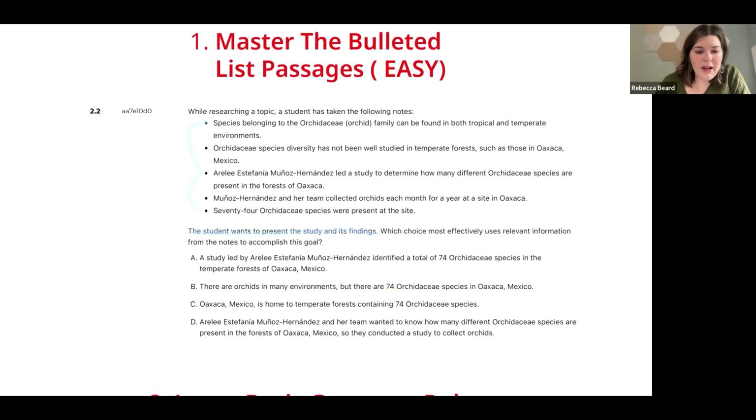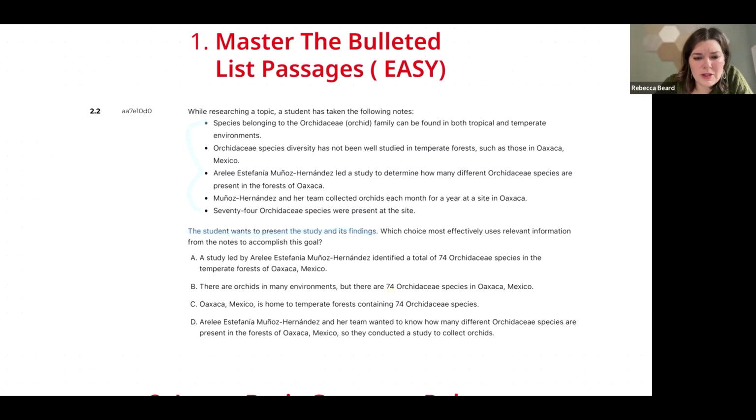Okay, so the way I would tackle this is I'm looking for a study and its findings. So if we look at A, said a study, that's a good sign. Led by this person, identified a total of 74 species in the temperate forest in Mexico. I don't love that answer, to be honest, but it seems to hit both the study and its findings. But let's go ahead and check the other options as well.